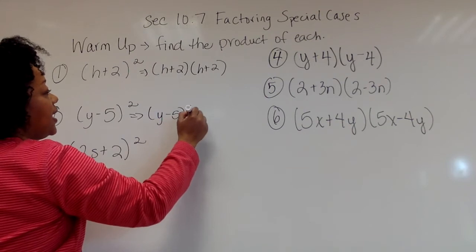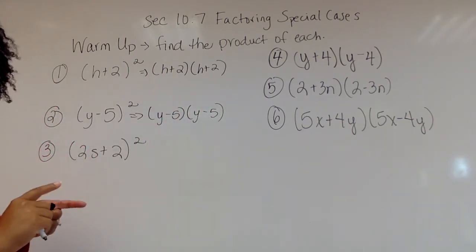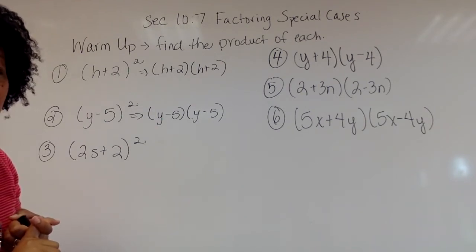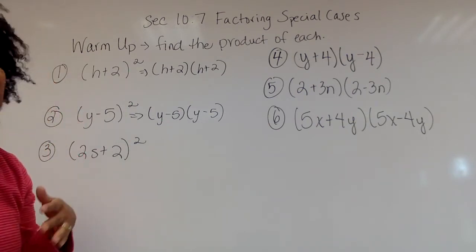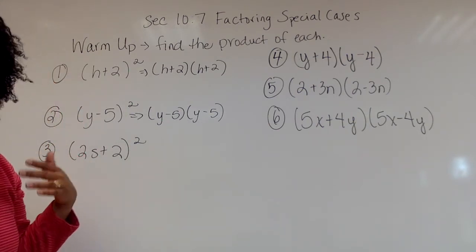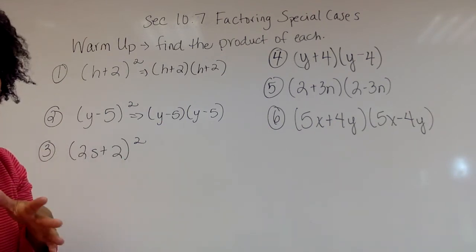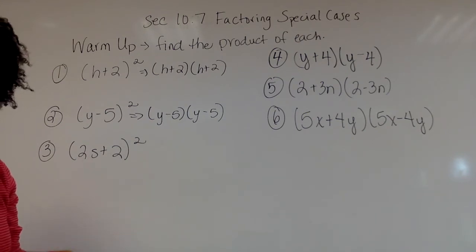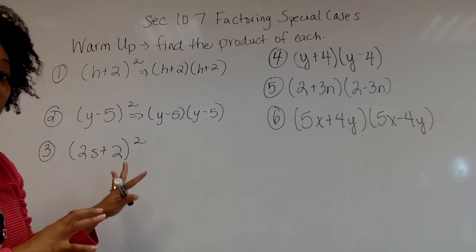All right? Now, if you recognize these problems from the special cases that we did back in section 10.4, you may not have to do the X box. You may recognize that there's a pattern, and you can just go straight to giving me the product. But if you don't, you know that you can go straight to the X box, do it really quick, and get your answer. So take a moment, and find the product.